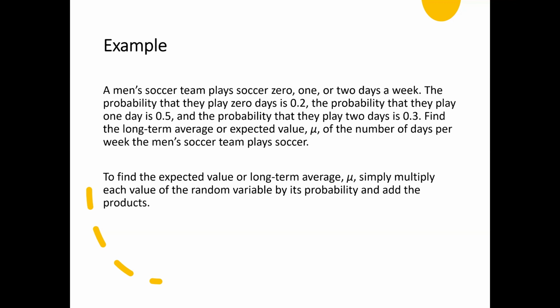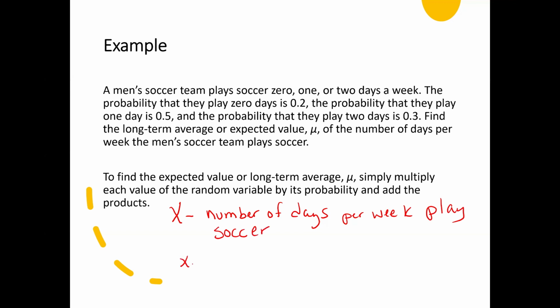Okay, so what's our random variable? So a random variable, capital X, is what? The number of days per week that they play soccer. Can I spell soccer? Nope. So what values does our random variable take on? What, 0 through 3? Is that correct? 0, 1, or 2. 0, 1, 2, not 3.